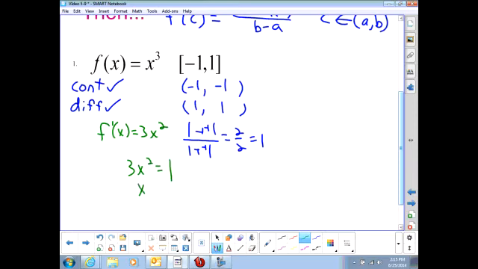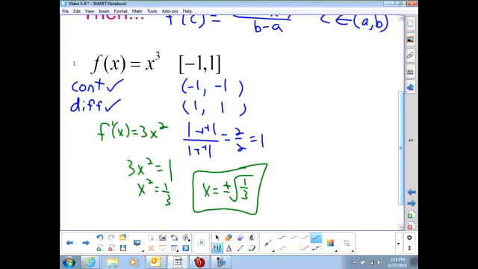Divide the 3 over, and we'll take the square root, and x will be equal to plus and minus square root of 1/3. Remember to always check to see if that is in your interval. Well, we're going from negative 1 to 1, so both the positive and the negative square roots of 1/3 will be in our interval. So that value works for both. What that's saying is at those x values, the slope of the tangent line will equal the slope of the tangent line when connecting the two endpoints.